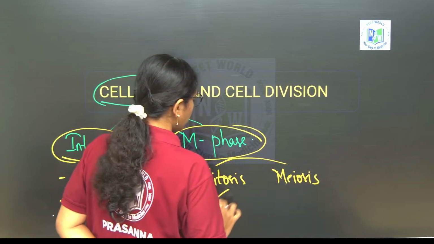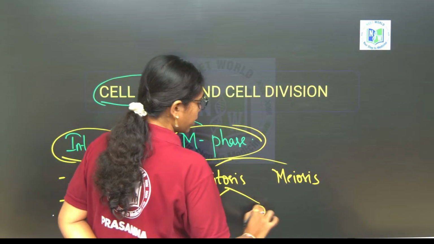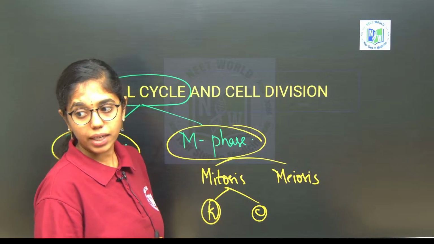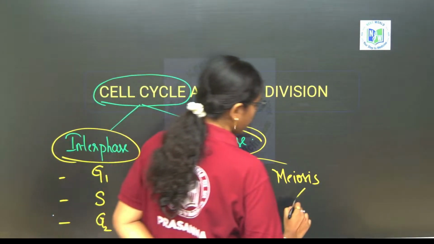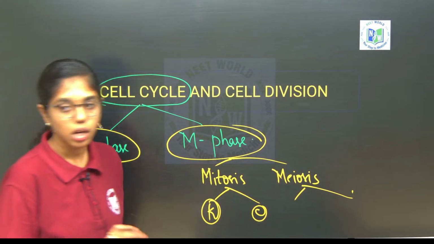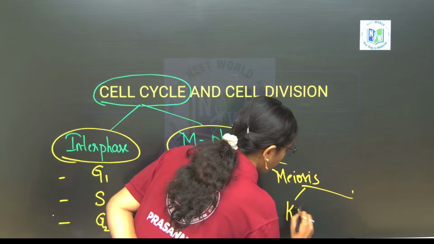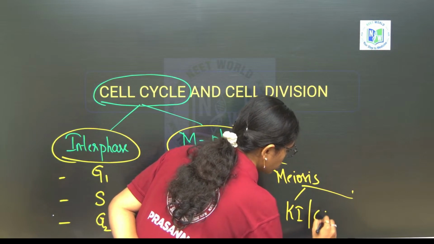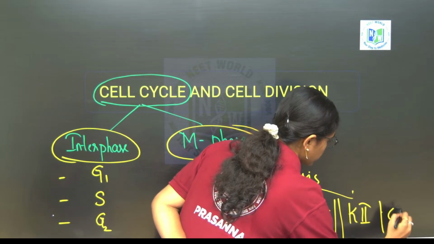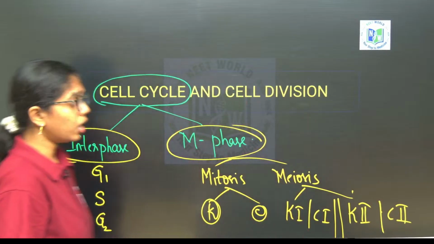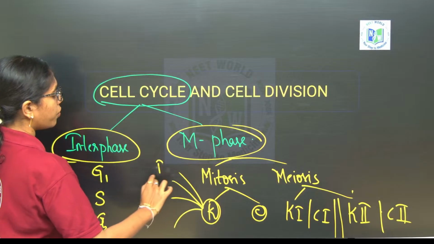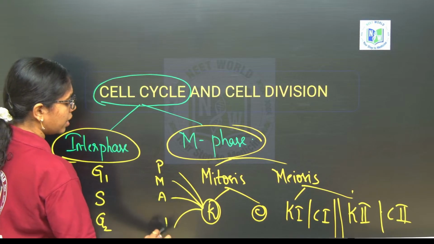We have both karyokinesis and cytokinesis. In meiosis we will be having two sets of karyokinesis and two sets of cytokinesis, of which in karyokinesis 1, prophase 1 is the prolonged process. Karyokinesis 1 and cytokinesis 1 followed by karyokinesis 2 and cytokinesis 2. Clear, right? So under karyokinesis you have four substages. What are they? Prophase, metaphase, anaphase and telophase.